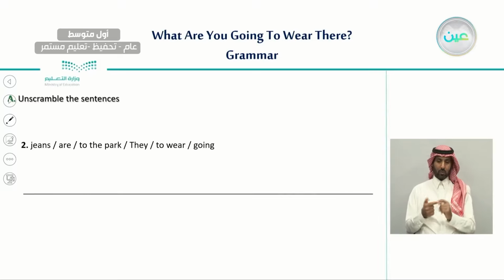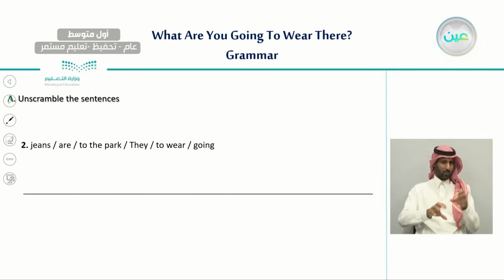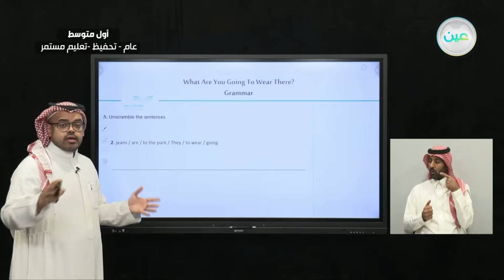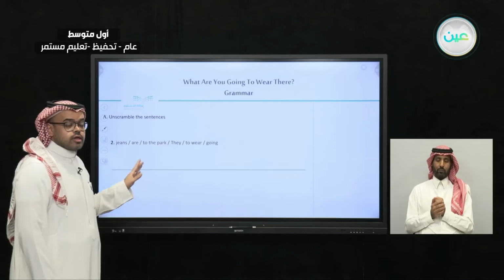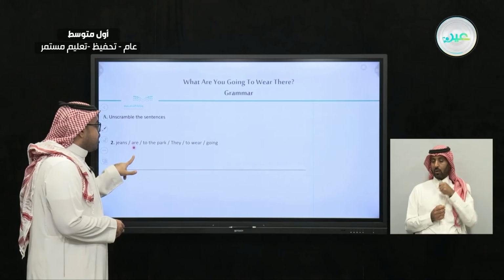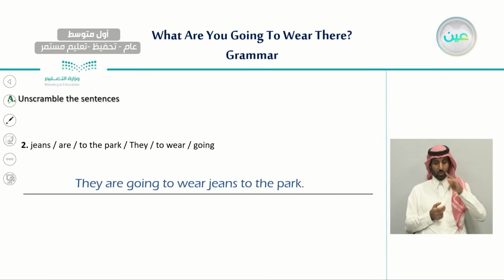Number 2: jeans, are, to the park, they, to, where, going. So here we have this sentence. What is the first word we should use here? Excellent. The first word is they. What comes after they is the verb to be, are, and then going to, and then a verb, wear. So the answer will be, they are going to wear jeans to the park.